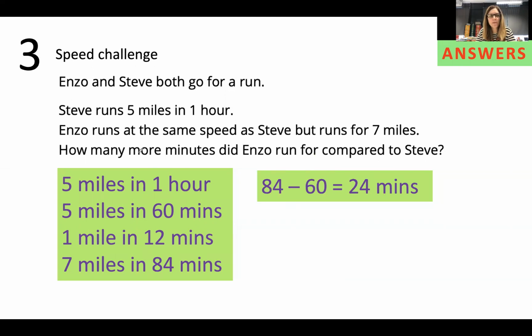How many more minutes did Enzo run compared to Steve? So if Enzo ran 84 and Steve ran 60, that gives us our answer of 24 minutes. You could also look at this slightly differently. You could look at the difference between 5 miles and 7 miles, which is 2 miles, and you could work out what 2 miles is. So if 1 mile is 12 minutes, 2 miles would be 24, and that would give you your answer of 24 minutes as well.